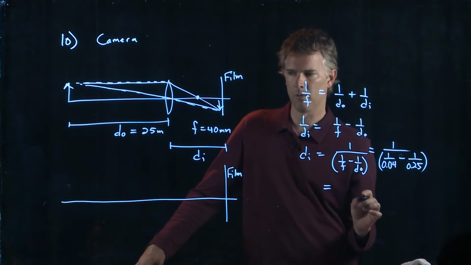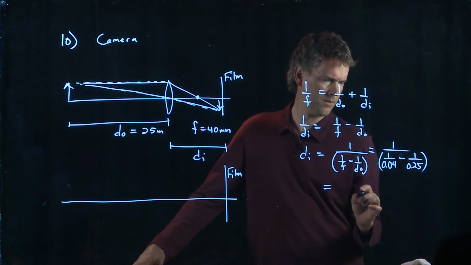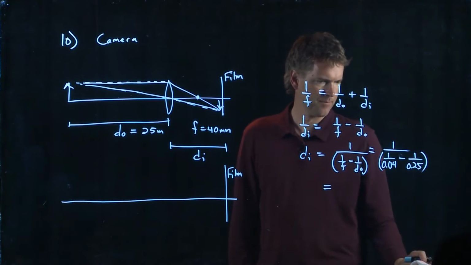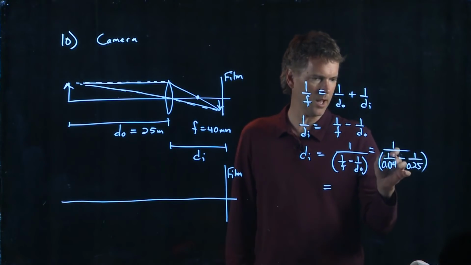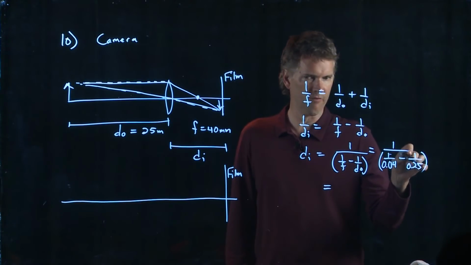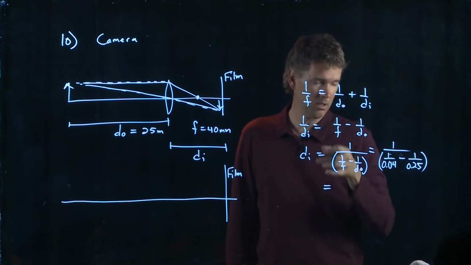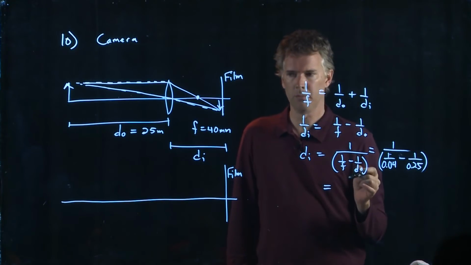0.01? I might have added a 0 in there. That doesn't sound quite right to me. Because this is going to be like 20, and this is 4, right? So we're going to get 20 minus 4, so that's about 16. So 1 over 16 should be 0.1.